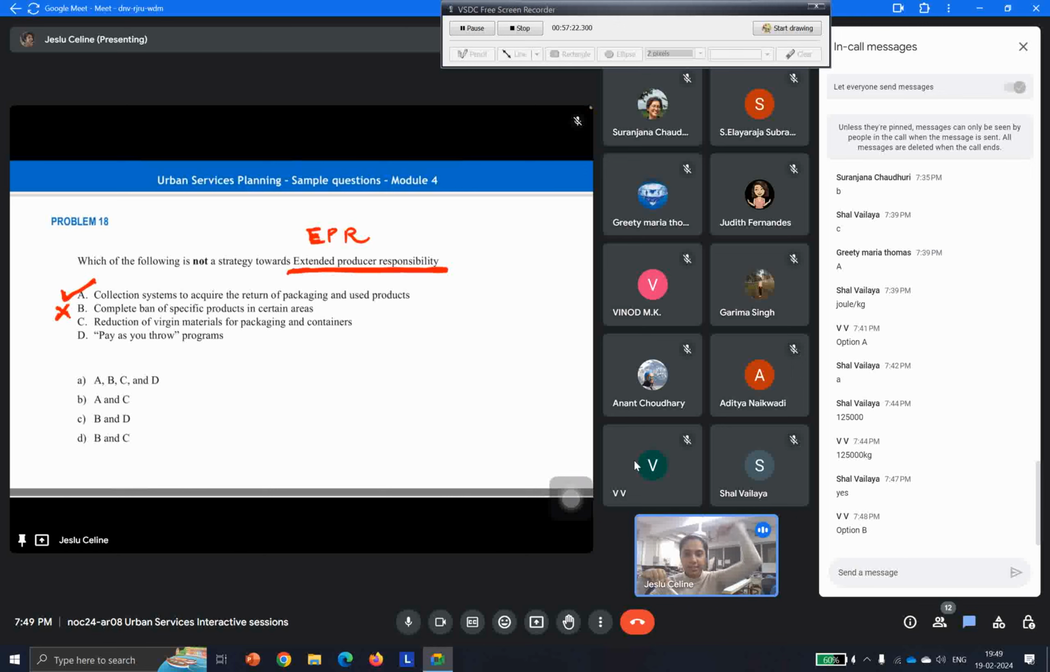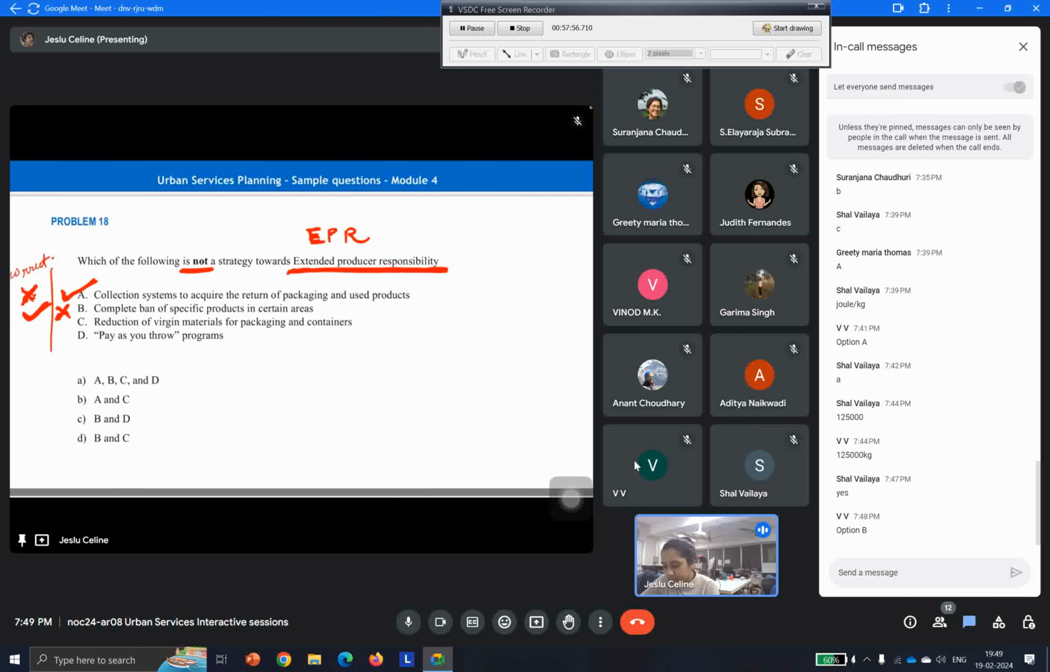If somebody else is taking that decision, they just ban it out. Again, it's not extended producer responsibility. They're not trying to minimize any waste by doing that. So very rightly said, it's not a strategy towards EPR. Okay, so here the question is asking which of the following is not. Which means a possible correct answer here is one that is not a strategy, so we are looking for the incorrect strategies.